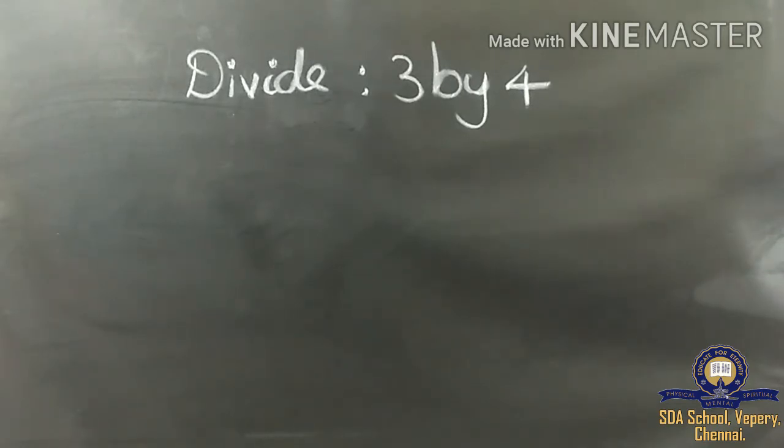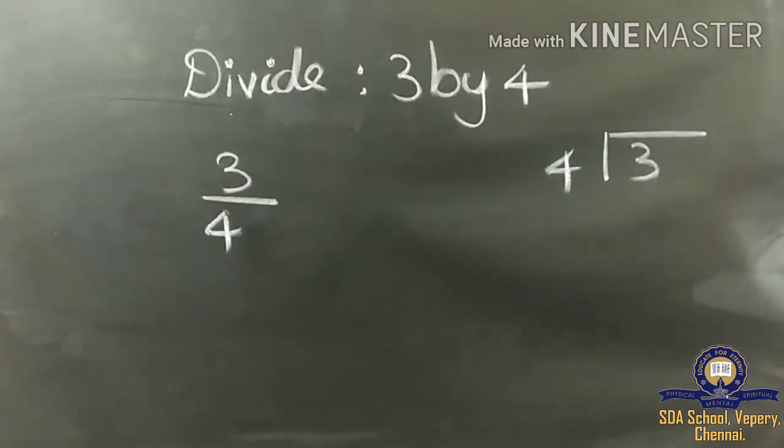Let's see one example. Divide 3 by 4. Here you can see that your dividend is the smaller number and the divisor is the greater number. So here we are going to add a decimal point and 0.0 in the quotient. Then what will be your dividend? It will be 30, right?